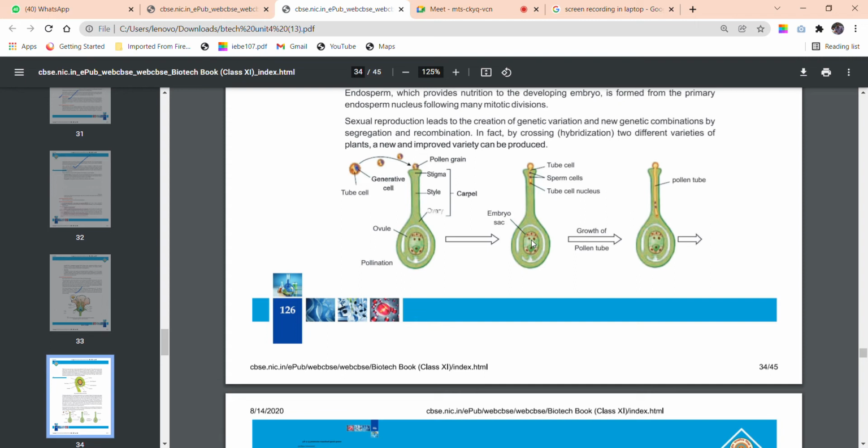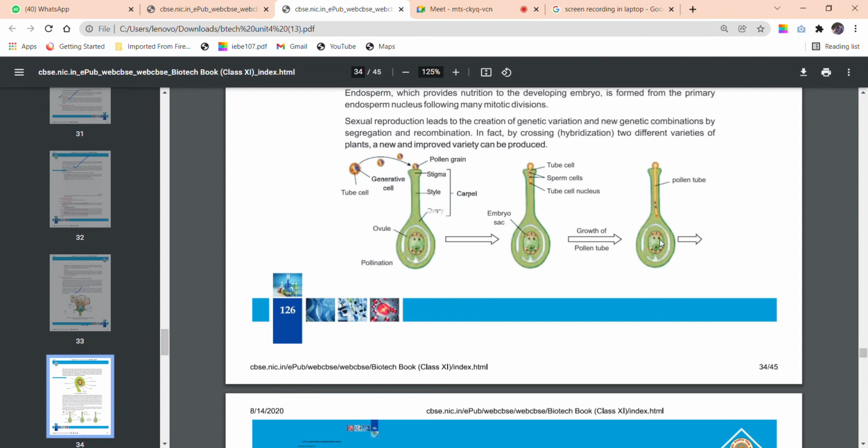Okay, so the first event, that is known as fertilization, means fusion of the male gamete that is coming through the pollen tube with the egg cell. And the fusion of the other male gamete with the polar nuclei, that is known as triple fusion.